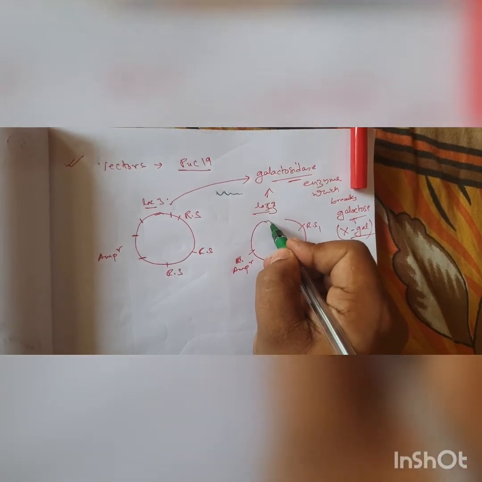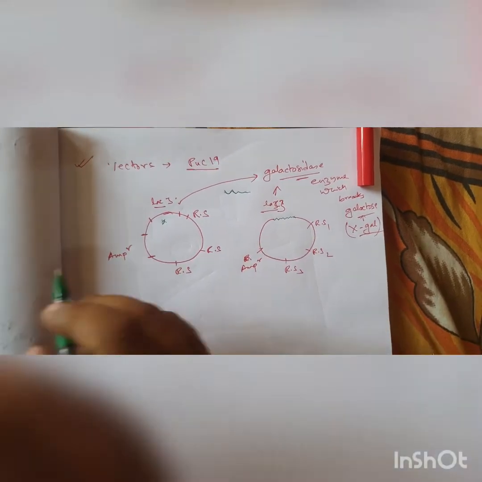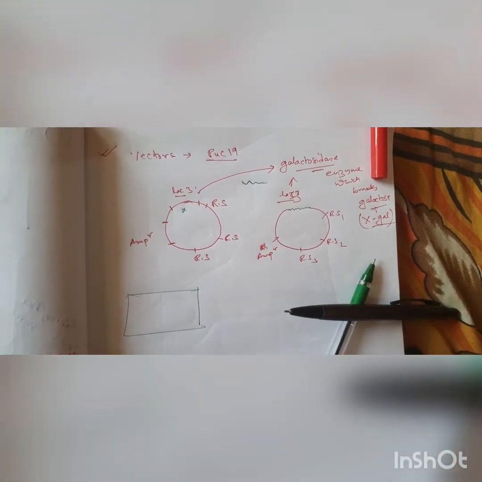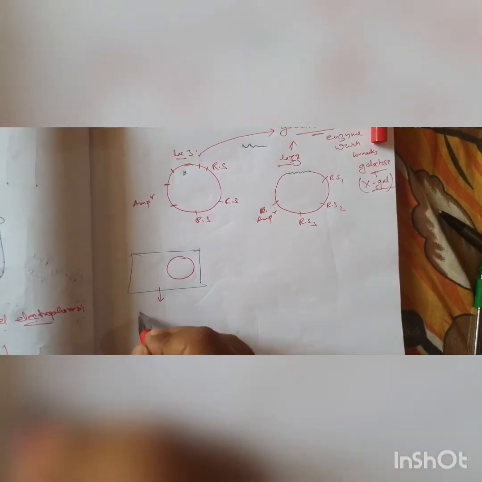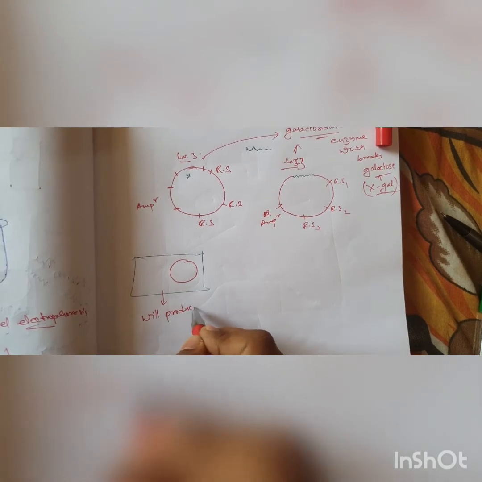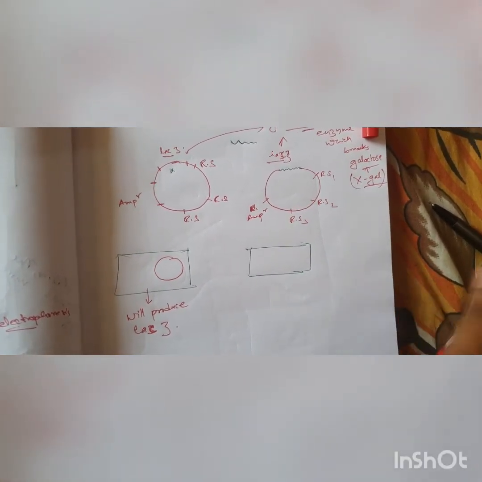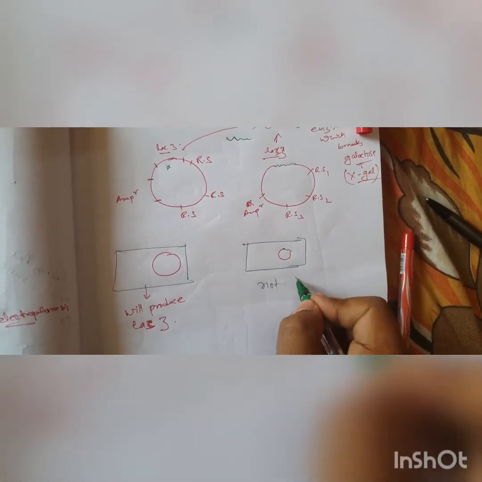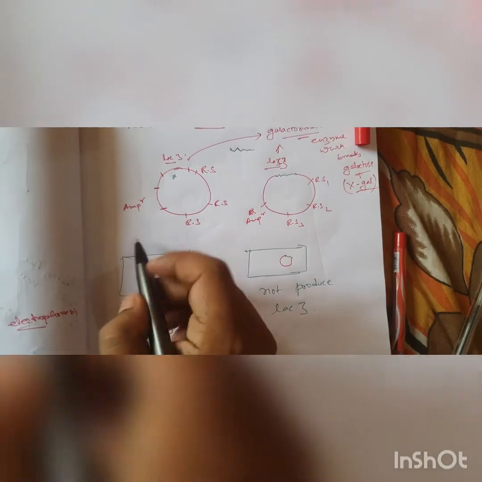Now if this gene has entered in the LacZ position, then this entire gene has got disrupted. So the bacteria which has taken up just the plasmid will produce LacZ. Okay, and the bacteria which has taken up the recombinant DNA will not produce LacZ, yes or no? They will have their own chromosome.